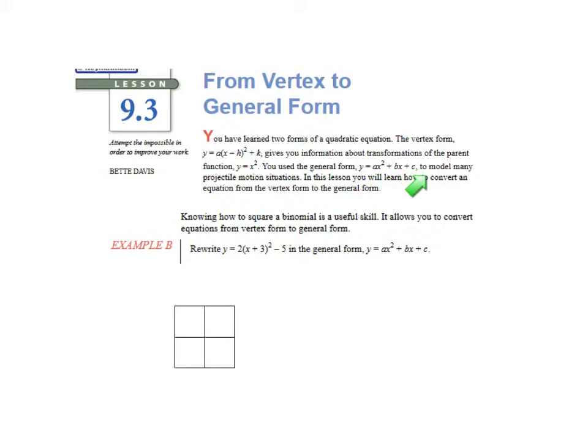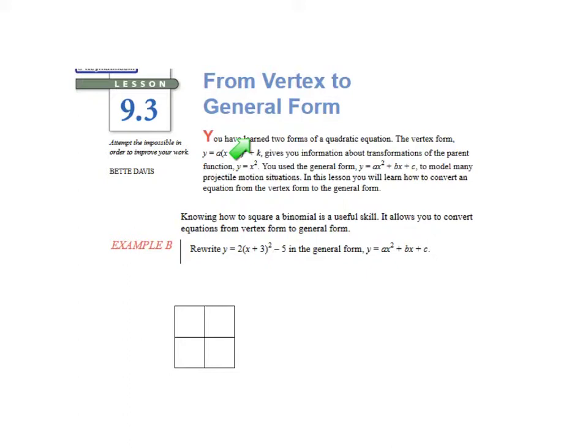And so far we have learned how to go from standard form to vertex form by calculating the vertex. And now in 9.3 we will learn to go from vertex form to standard form. Right? And in order to do that, we have to know how to expand that (x minus h) squared, or the binomial squared piece. So example B, we were going to do just that. We are going to rewrite 2 times the quantity (x plus 3) squared minus 5 in the general form.